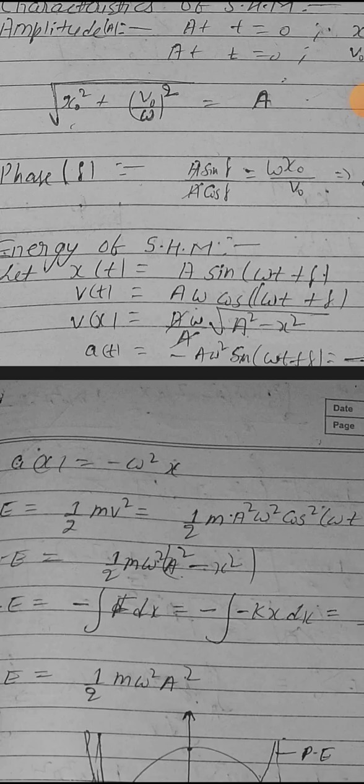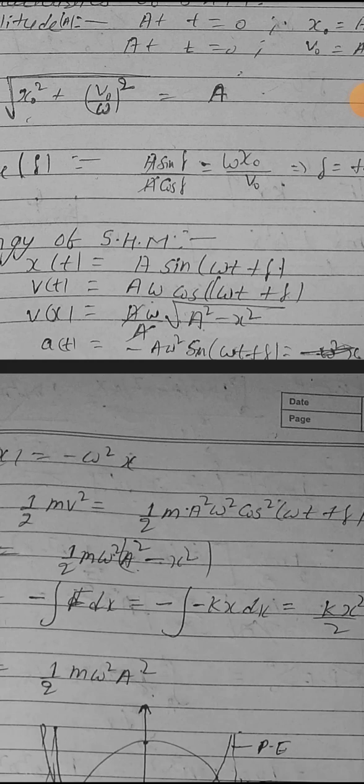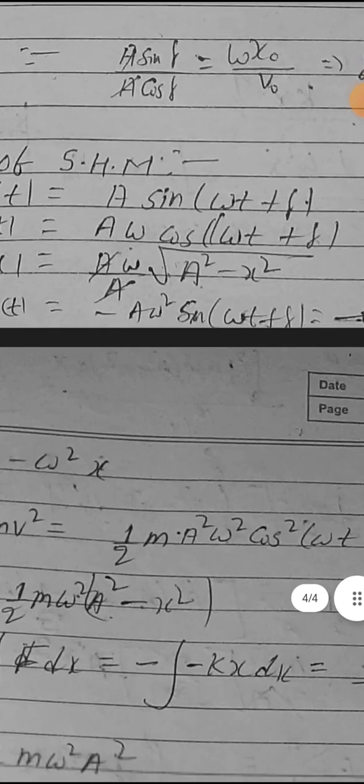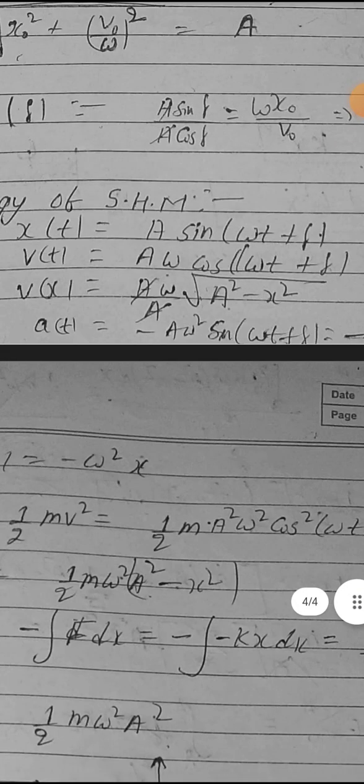Since we have got the equation x of t equal to a sin of omega t plus delta, from this equation we can get the velocity of the SHM at time t, and that is equal to a omega cos of omega t plus delta. Now can we write this velocity in terms of position? Yes, definitely. See carefully, v of t equal to a omega cos of omega t plus delta.